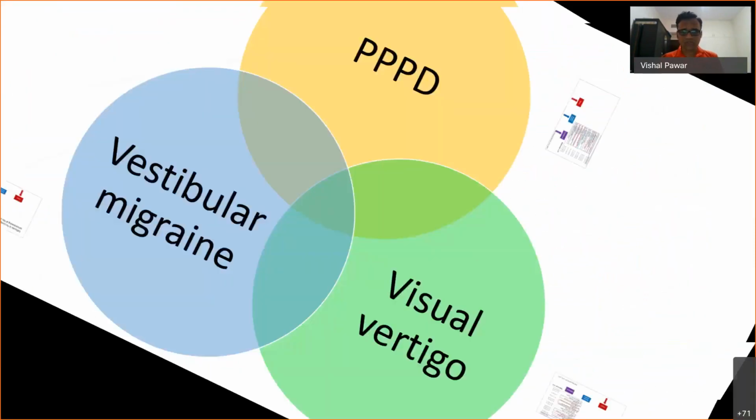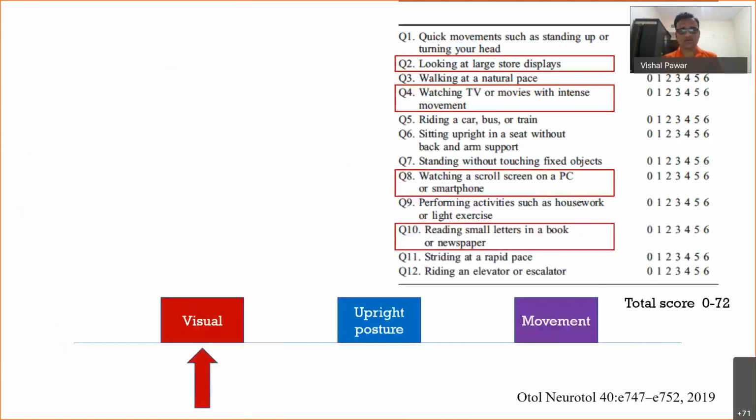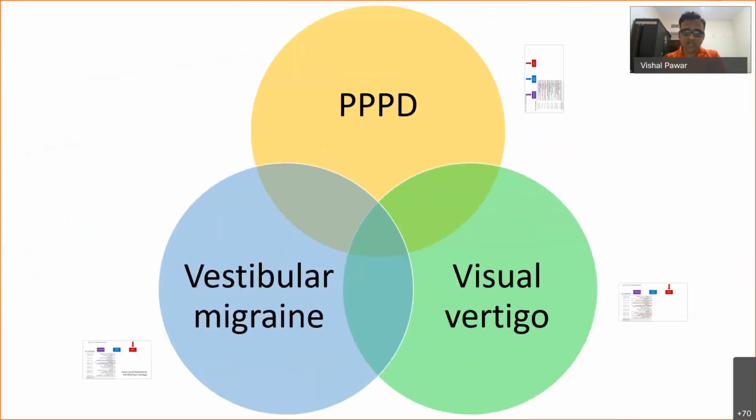In visual vertigo, exclusively the patient will have a visual score. The patient will not have any score on upright posture or movement. That is about the visual vertigo. I'm just trying to create an effect of visual vertigo with my animation.